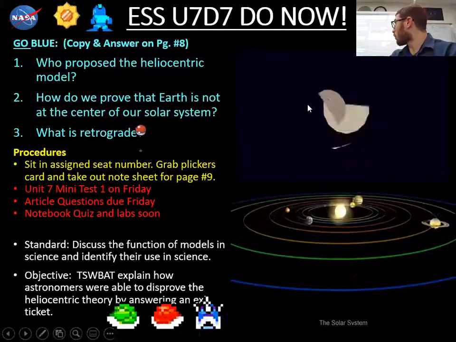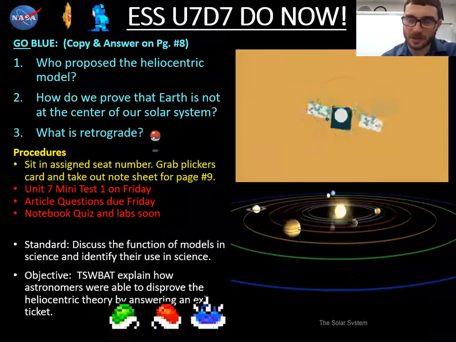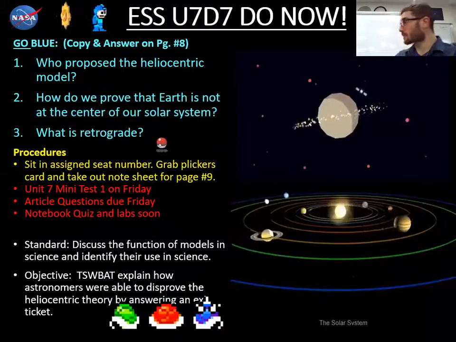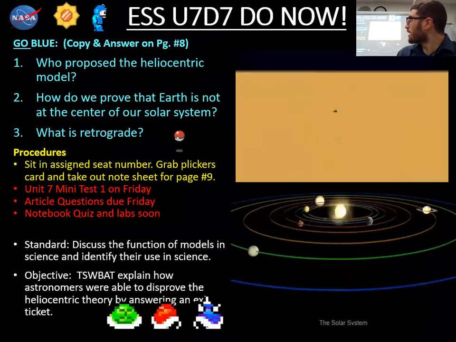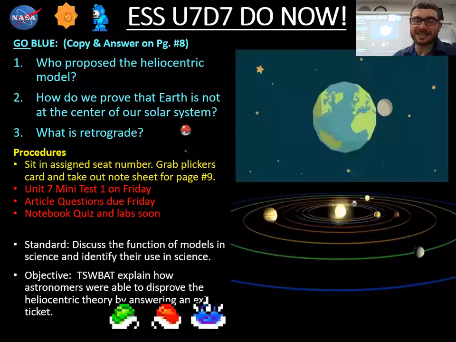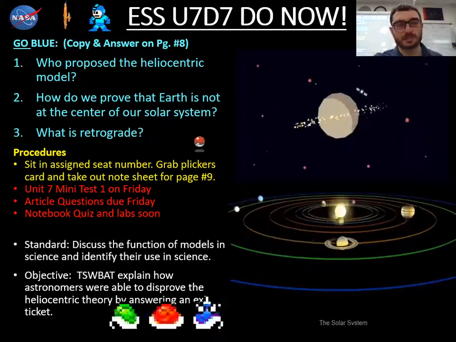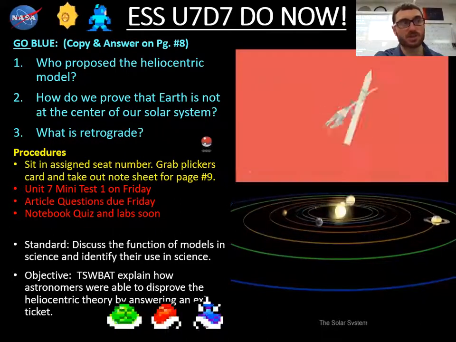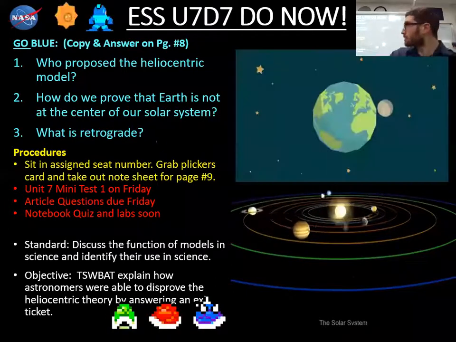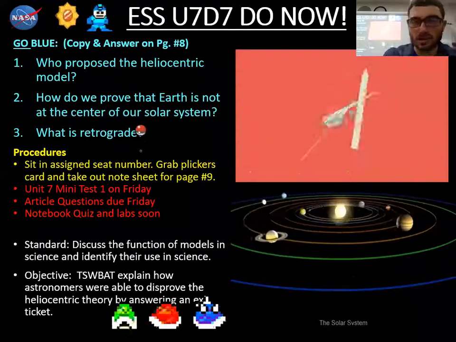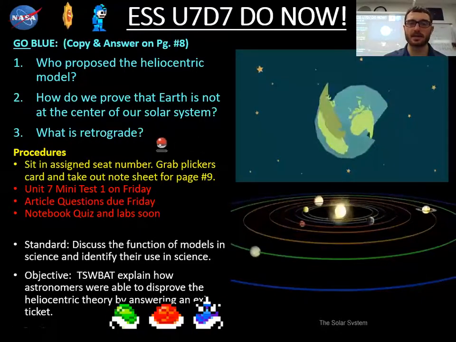As for our go number 1, who proposed the heliocentric model? Again, these are supposed to be on page 8. Feel free to take pictures if you want to go at a slower pace, because we will go our usual pace today. 2, how do we prove that Earth is not at the center of our solar system? What technologies, what things do we have now that can really show us that, hey, Earth's not in the middle, it's the sun? And then number 3, what is retrograde? Let's go ahead and take a look at those.